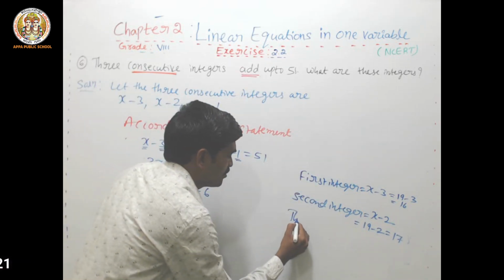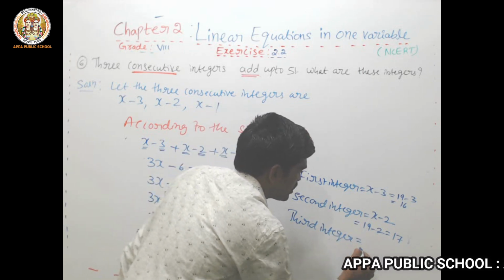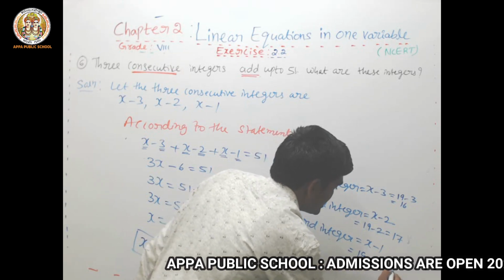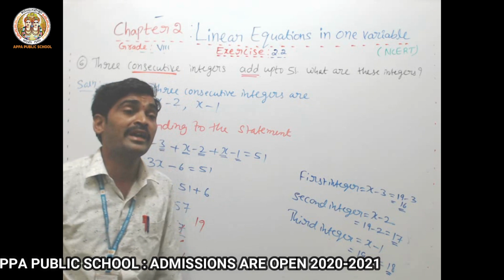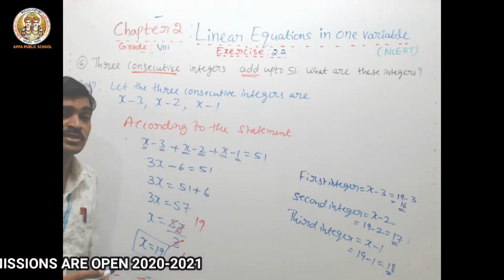Third integer is equal to x minus 1, 19 minus 1, 18. See, here also we get 16, 17, 18. It is not compulsory, my dear students. We can go for positive integers, you can go for negative integers also, we will get the answer.